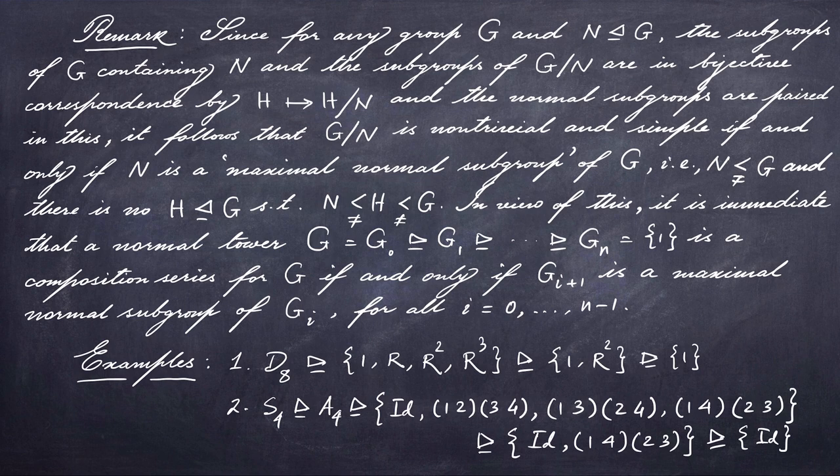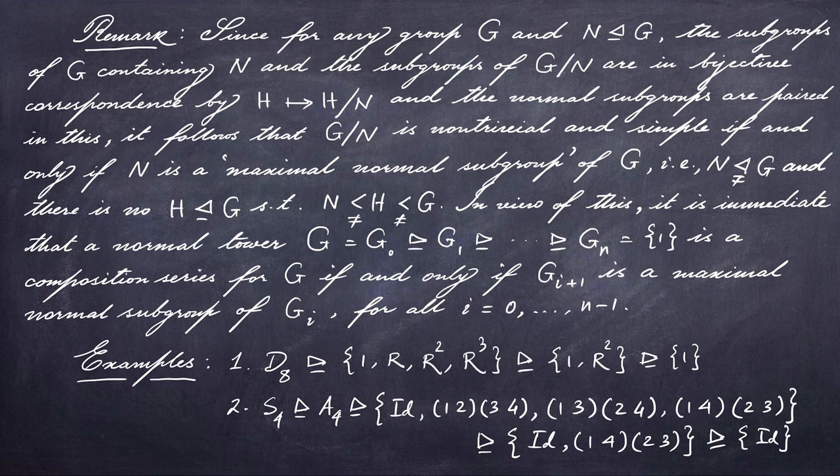So it follows that G modulo N is non-trivial and simple if and only if N is a maximal normal subgroup of G. So what I mean by that is, of course, N is a proper subgroup of G, and there is no normal subgroup of G lying between N and G. So it's a maximal normal subgroup. It's a proper normal subgroup, and furthermore, there is no normal subgroup of G lying strictly in between N and G.